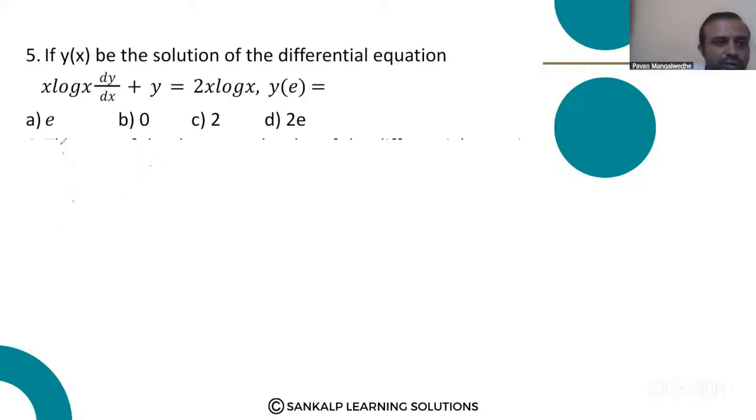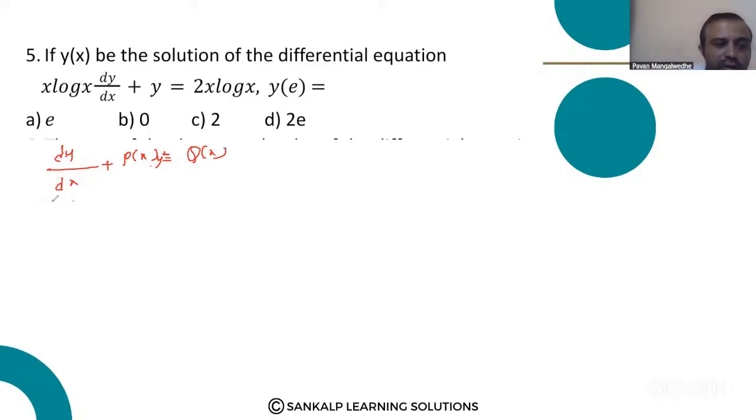So shall we start? It can be written as dy. As we all know, the standard form of a first order differential equation is what? dy by dx plus p of x times y is equal to q of x.